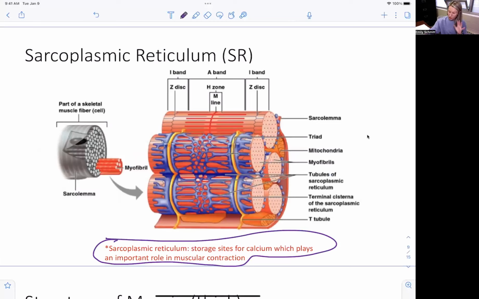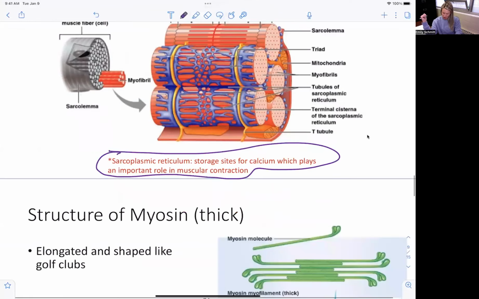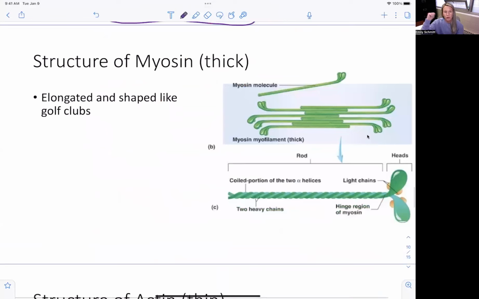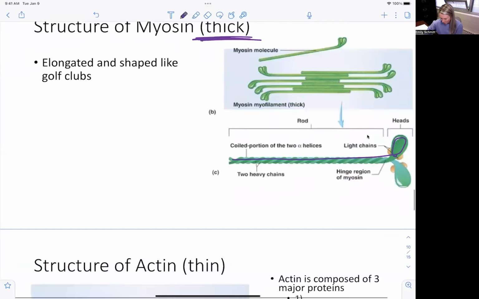So just remember, sarcoplasmic reticulum is our storage of calcium, and that plays a really big role in muscular contraction. So the other term that's important to introduce is the structure of myosin, which we said were our thick filaments. And so these are elongated, kind of golf club shapes. And it's amazing how the structure of these myofibrils really plays into the anatomy and the function and what the human body is able to do.